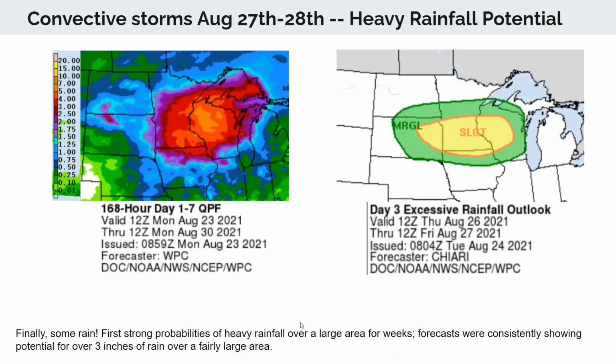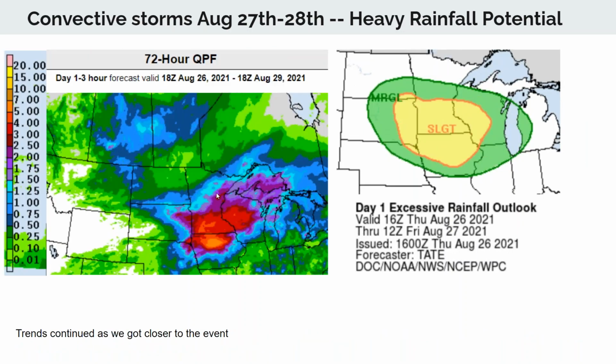So lo and behold, late August, around the 27th, 28th, we had a forecast of a fairly major rain event for the upper Midwest, and the 7-day QPF for this event was shown from WPC here on the left. As early as day 3, we had a risk of excessive rainfall, an ERO, out for the area, and that was maintained pretty much through the event as we got closer. They were consistently showing this potential of over 3 inches for a fairly large area, and this continued as we got closer.